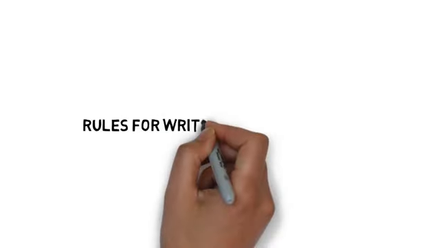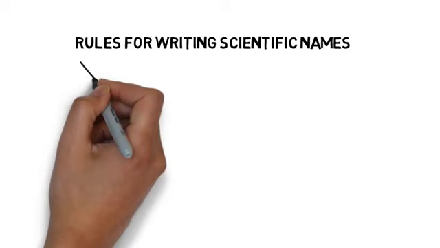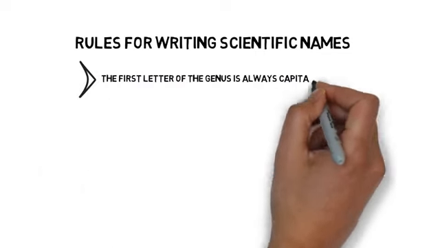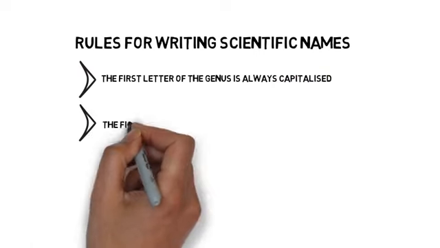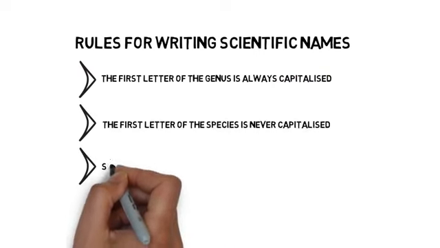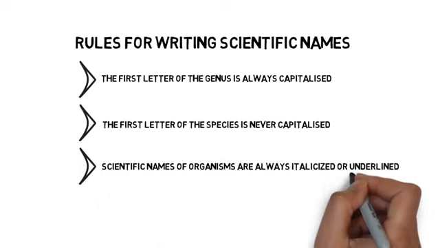The rules for writing scientific names are as follows. The first letter of genus is always capitalized. The first letter of species is never capitalized. Scientific names of organisms are always italicized or underlined.